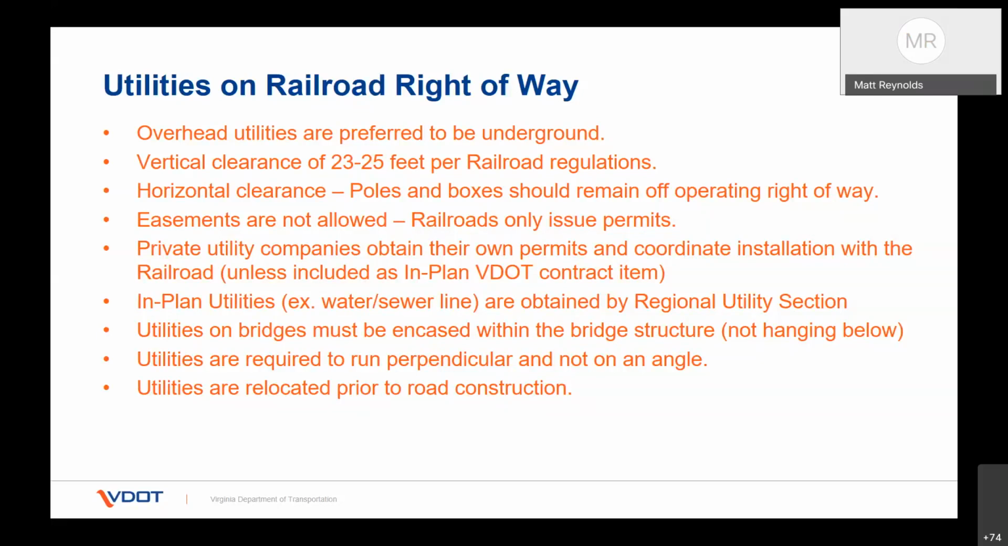They only issue permits, which are revocable, same as VDOT and a lot of the localities. Private utility companies obtain their own permits and coordinate installation with the railroad with VDOT coordination. The only exception is if VDOT includes the utility relocation as an in-plan item in the VDOT contract. Basically, this is the same as environmental permits. Who controls the work is the one that has to obtain the permits, so that the railroad or whatever regulatory authority is dealing with the correct entity if there are issues. In-plan utilities such as the water, sewer line, sometimes gas, are obtained by the regional utility section with cooperation of the rail section and central office utilities.